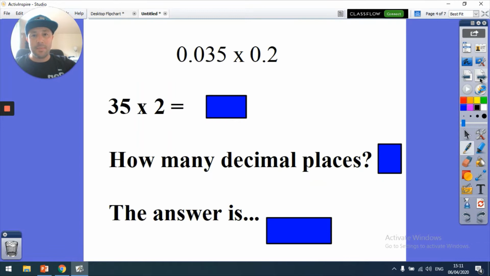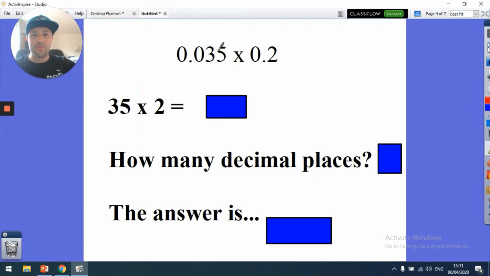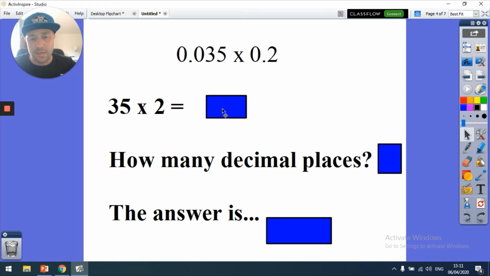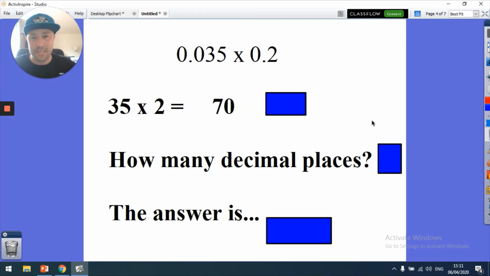So quite simply, you can do the same here. 0.035 times 0.2. So we can quite easily work out 35 times 2. 35 times 2 is 30 times 2 is 60. 5 times 2 is 10. So 35 times 2 is going to be 70. How many decimal places have I got? 1. So past the decimal point. 1, 2, 3 on this side. 1 on this side. So 1, 2, 3, 4.